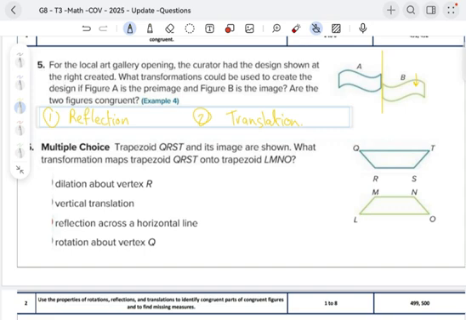Okay, multiple choice. We have a trapezoid QRST and its image are shown. What transformation maps trapezoid QRST into trapezoid LMNO? So we have a reflection across a horizontal line.